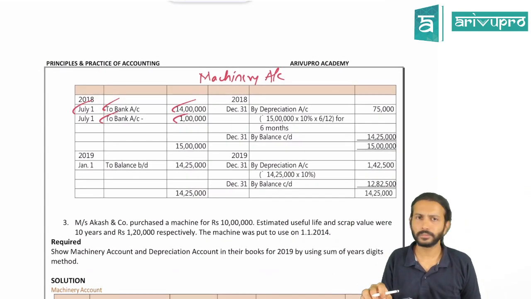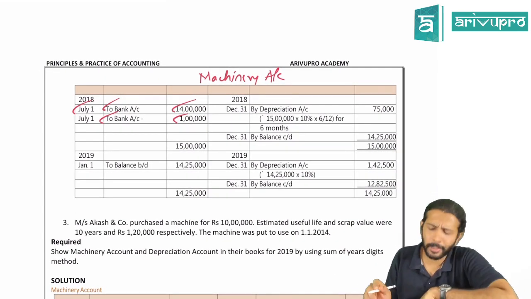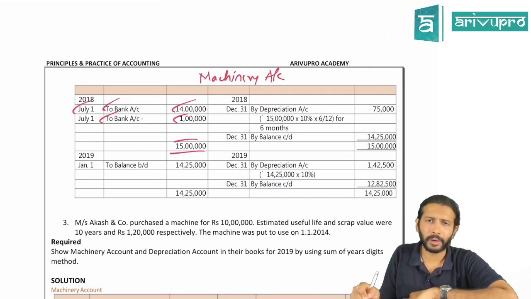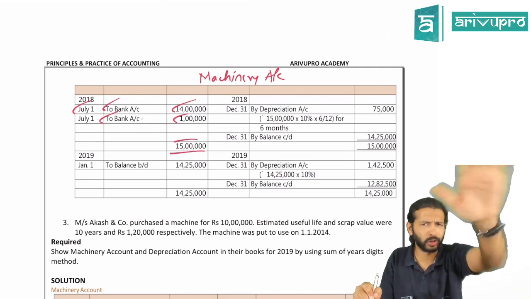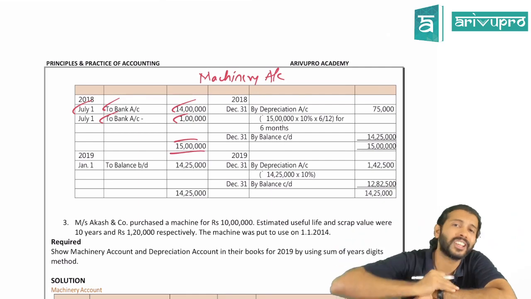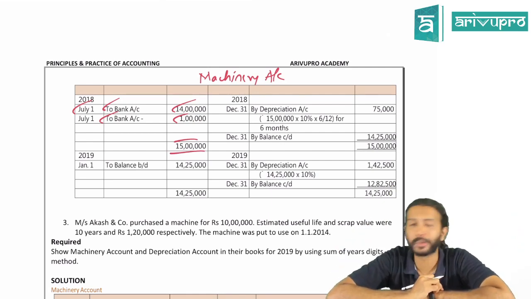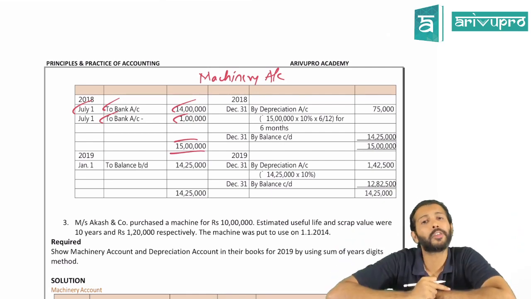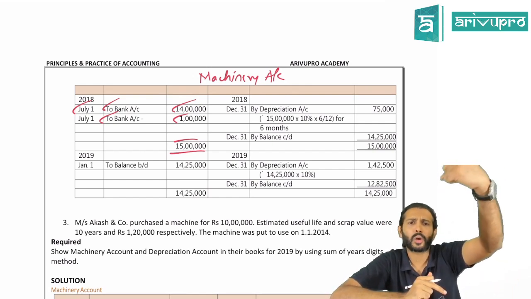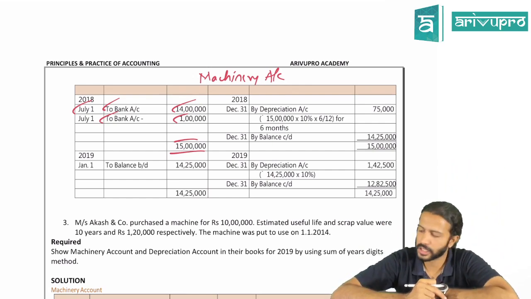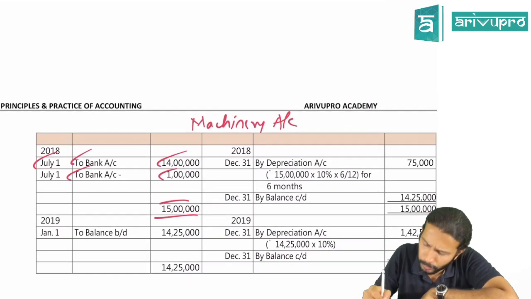Okay? Yes. In 2018, any drama happened? No other drama. You did not buy any asset, nor did you sell any asset. But you used the asset, no? That means you need to calculate depreciation. What is the journal entry for depreciation? Depreciation account debit to machinery account. Yes. That means in your machinery ledger, what will be the posting?